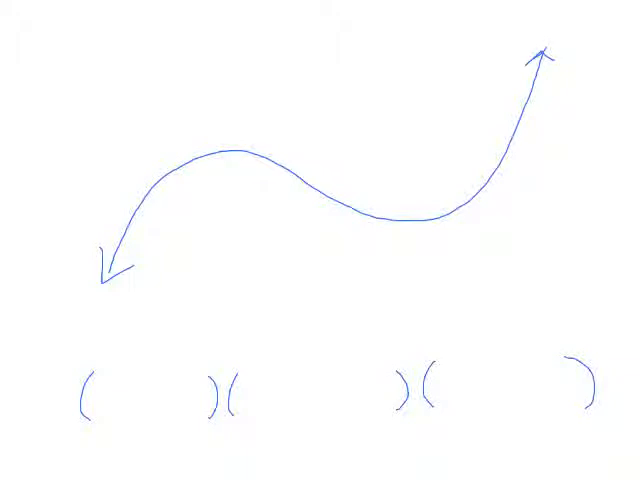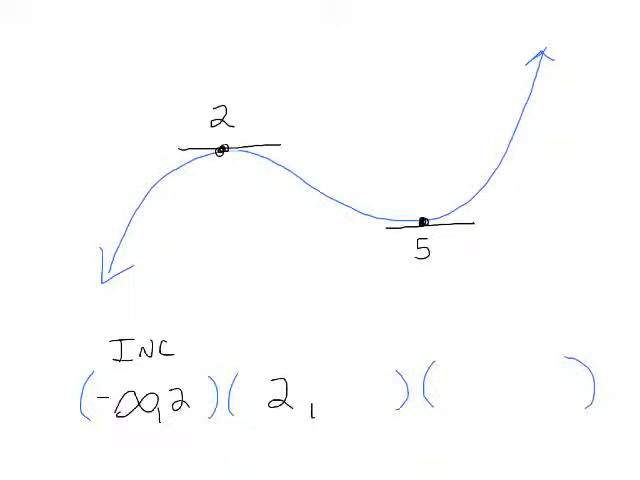So the general approach is we want to find where we have critical points, because those are going to be locations of a horizontal tangent line. And we'll say this first one occurs at 2, and maybe the second one occurs over here at 5. And in this case we would have a function that is increasing from negative infinity to 2, decreasing from 2 to 5, and then increasing from 5 to infinity.